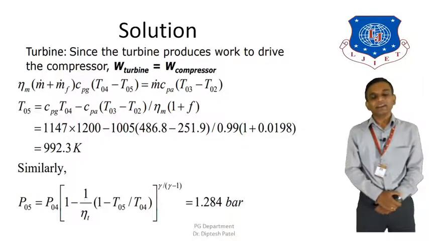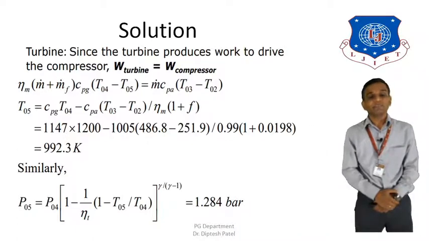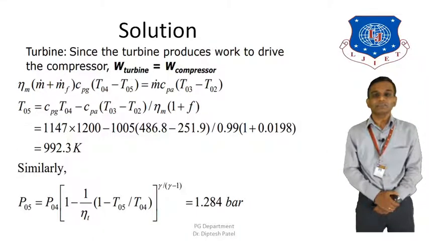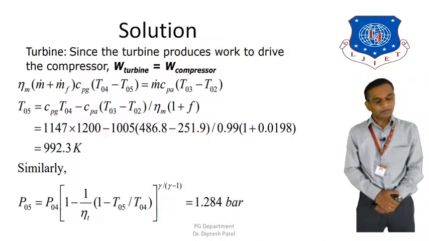Similarly, let's find out the pressure at the outlet of the turbine, PO5, which is equal to PO4 inside the bracket 1 minus 1 upon eta T inside the bracket 1 minus TO5 divided by TO4 raised to gamma upon gamma minus 1. Let's put the values, and I should be able to get the value of PO5, which is equal to 1.284 bar. So that is the pressure at the outlet of the turbine.